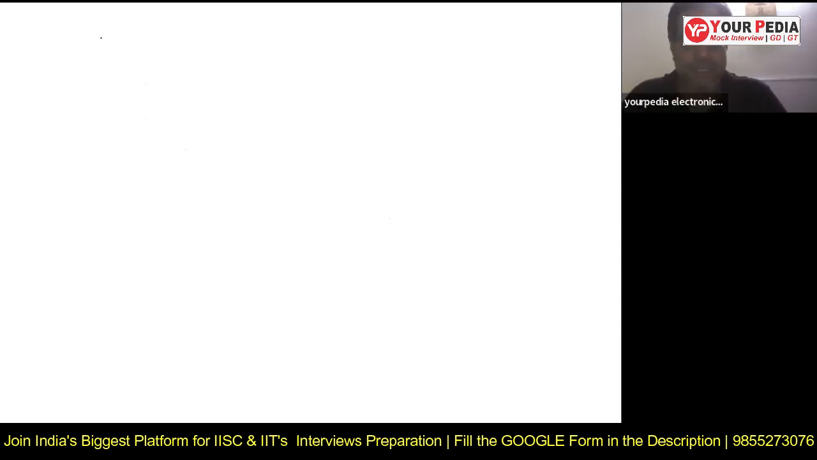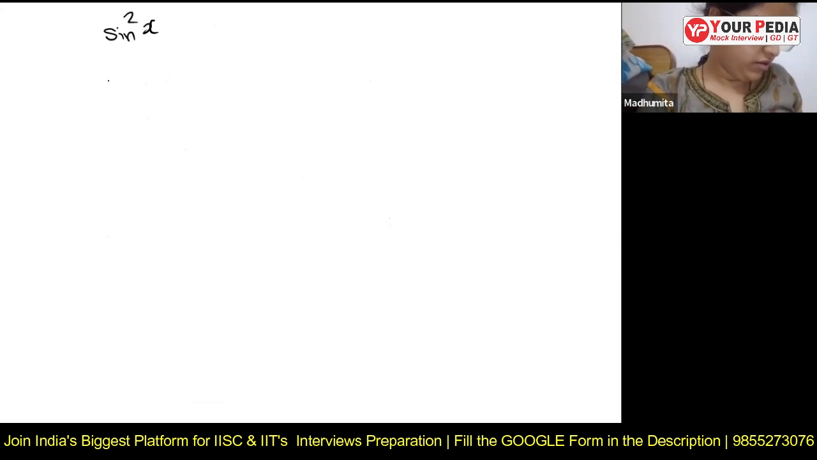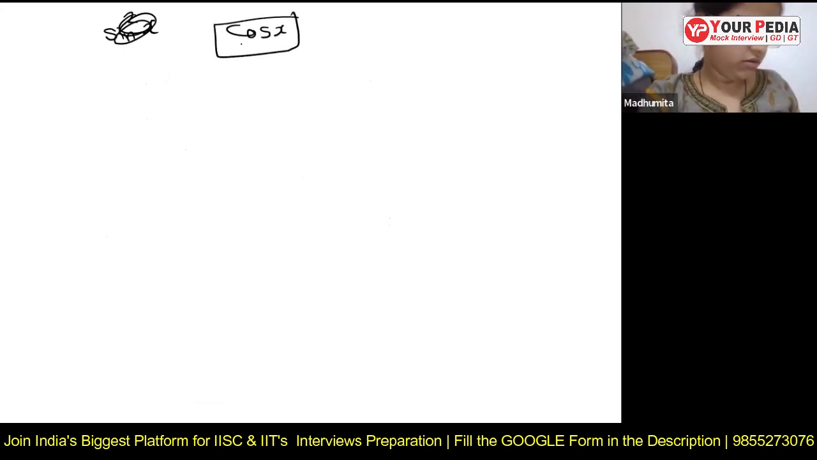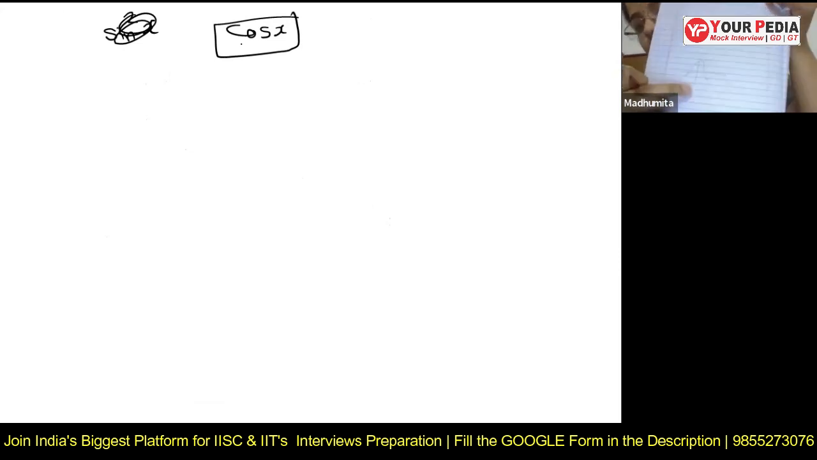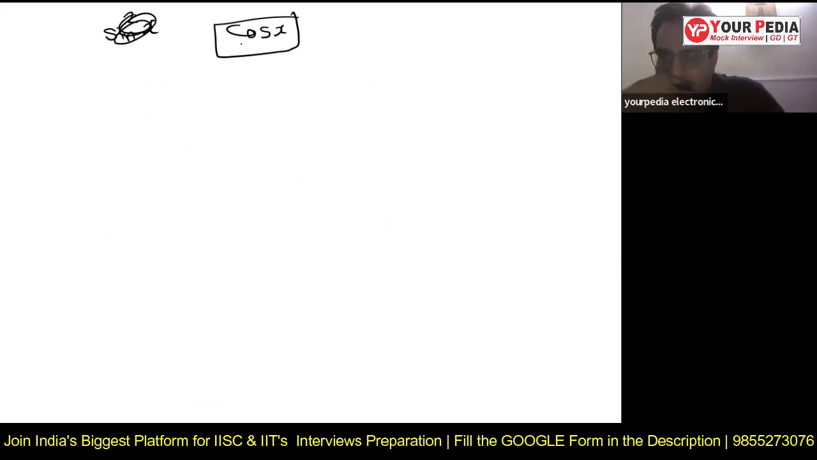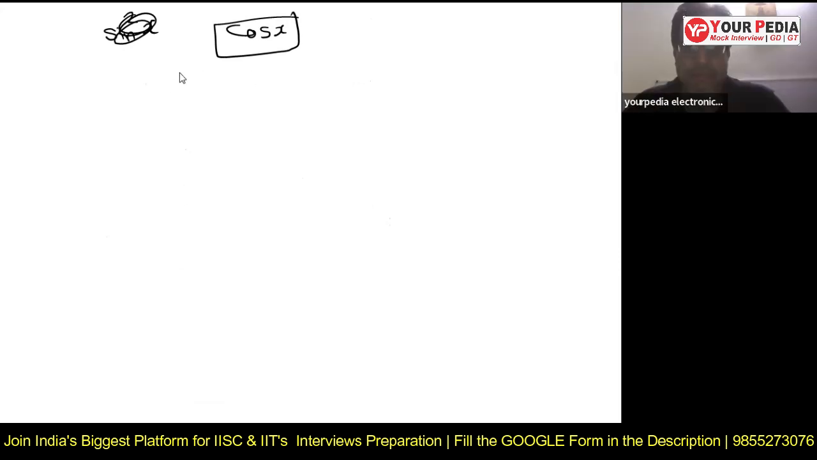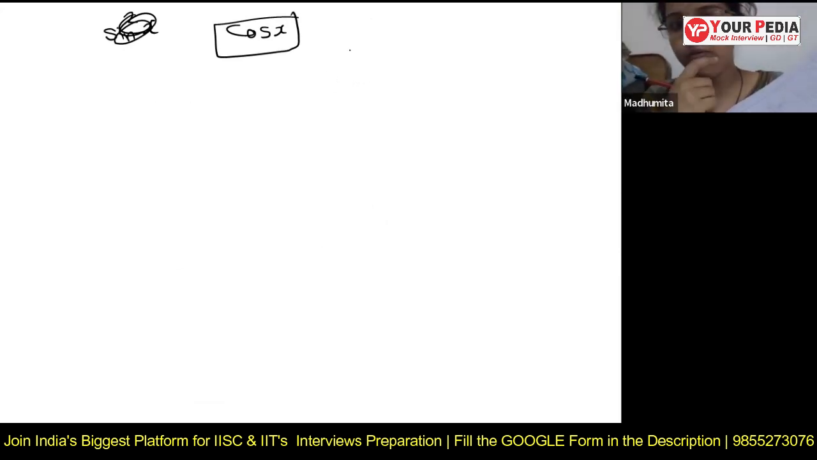So can you draw the graph of this function, sin square x? Okay, leave that. Can you draw cos x? Cos x will be this way. This will be the cos x graph. Maximum value will be 1, minimum minus 1. What is the range of cos x? Minus 1 to 1.